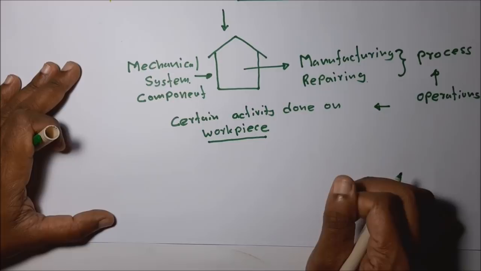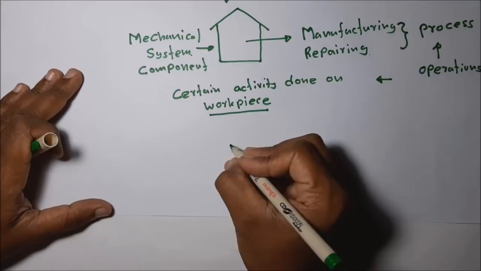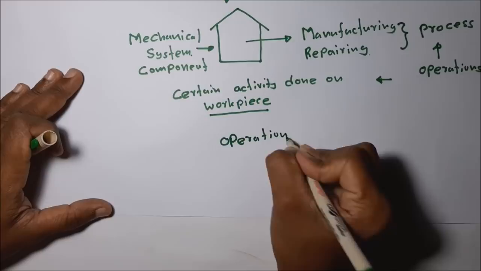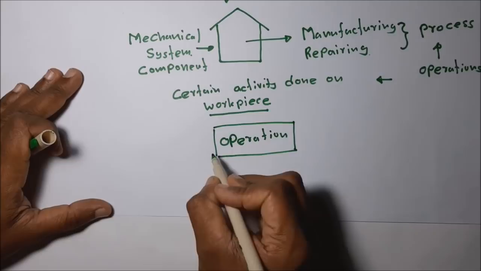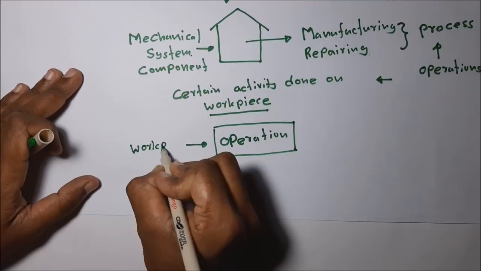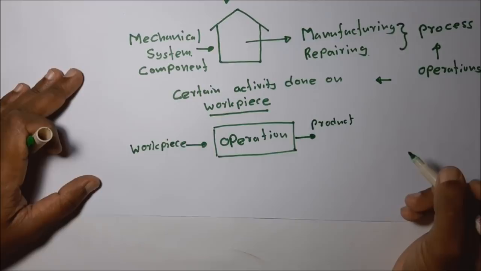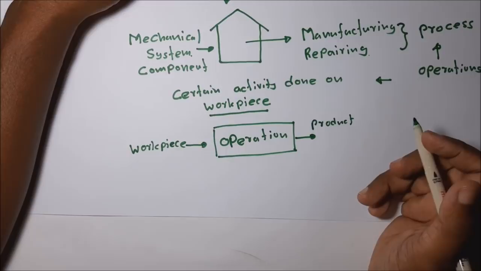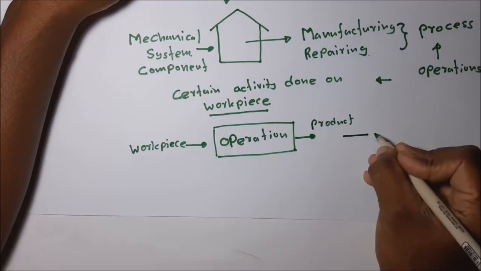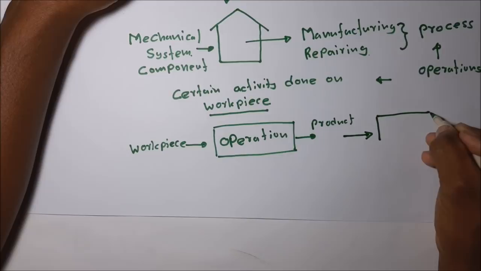The initial piece of material is called the workpiece. With these operations, the output is the product. This output may be a semi-finished product or a finished product. If the output is a semi-finished product and there is a second operation, then for the second operation this product becomes a workpiece.